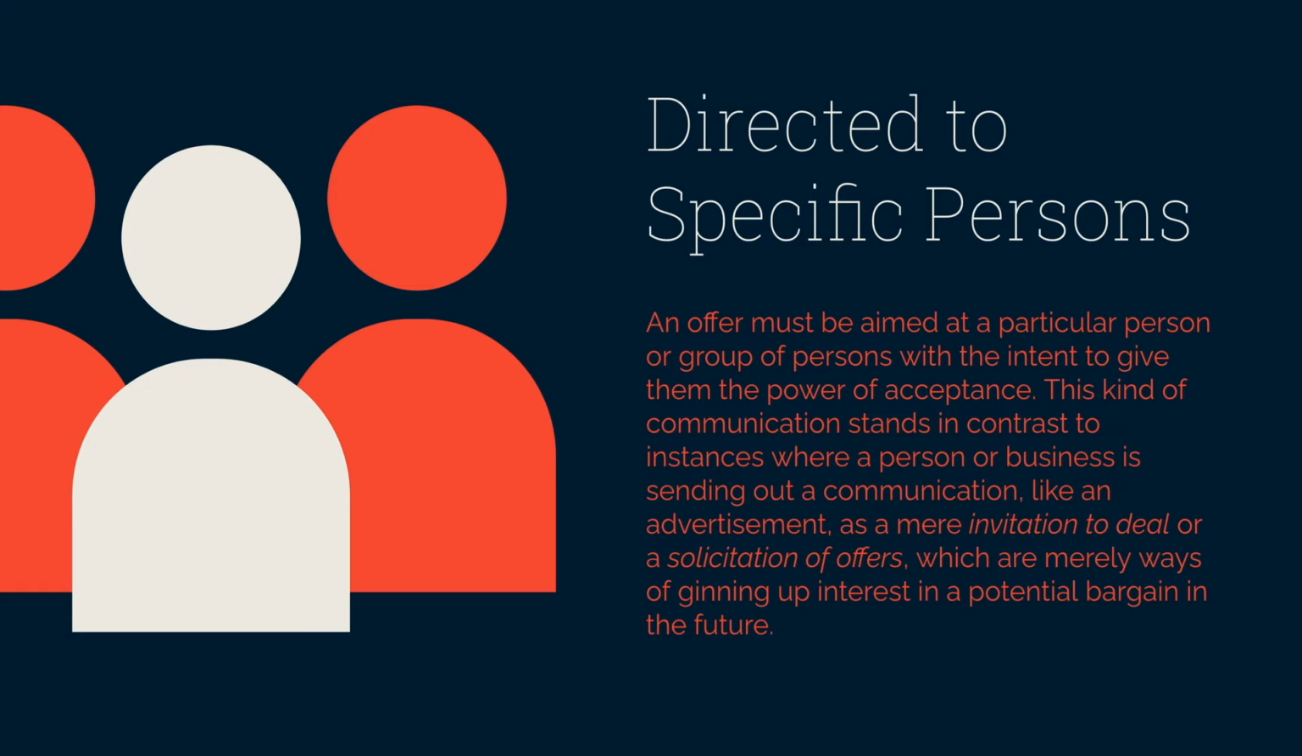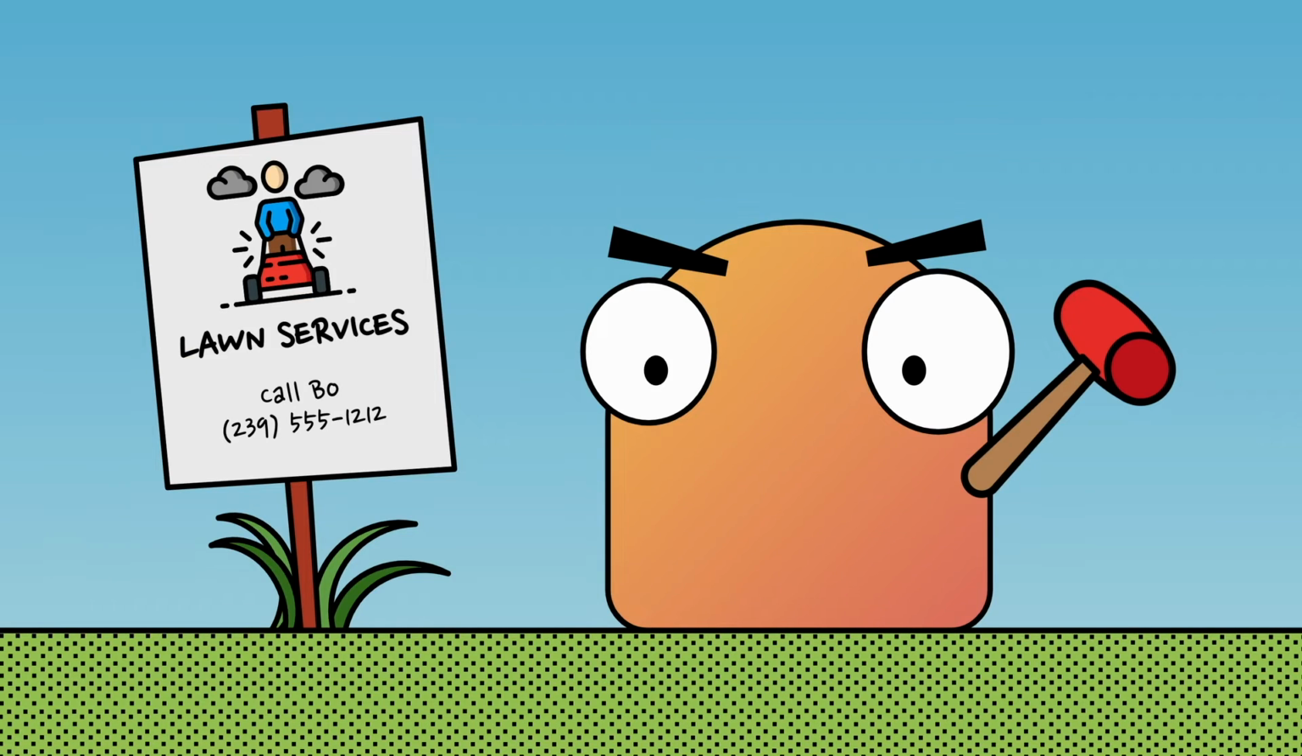Like if I were sitting in the classroom and I said, the next person who comes through the door, I promise that I will mow their lawn for $20, then that works because we have enough criteria to know who the offeree is. It's the next person who walks through the door, even though I didn't name them specifically. So let's look at an example.